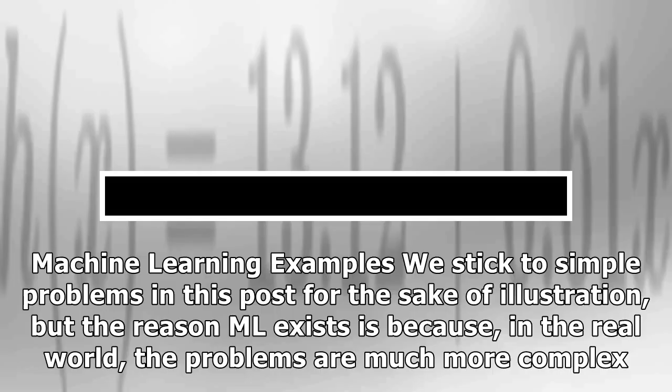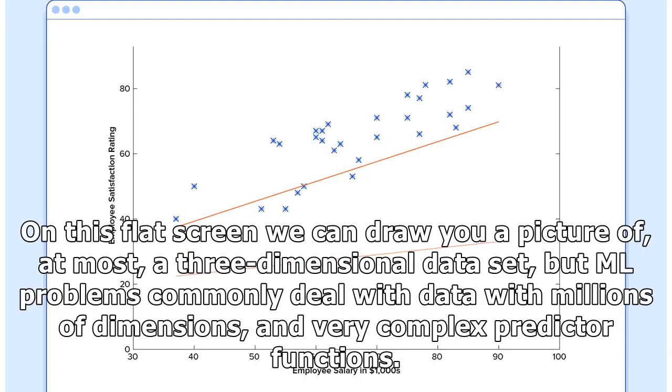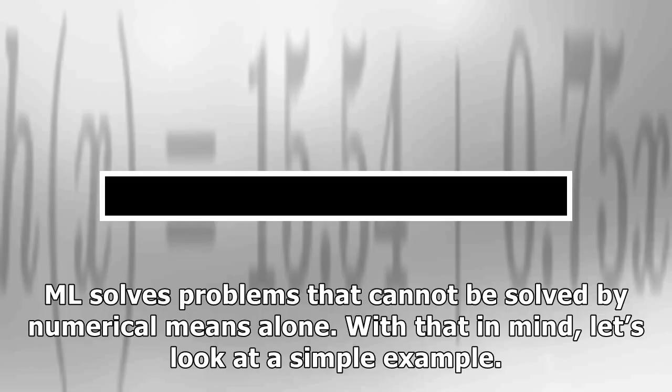Machine learning examples. We stick to simple problems in this post for the sake of illustration, but the reason ML exists is because, in the real world, the problems are much more complex. On this flat screen we can draw you a picture of, at most, a three-dimensional dataset, but ML problems commonly deal with data with millions of dimensions, and very complex predictor functions. ML solves problems that cannot be solved by numerical means alone.